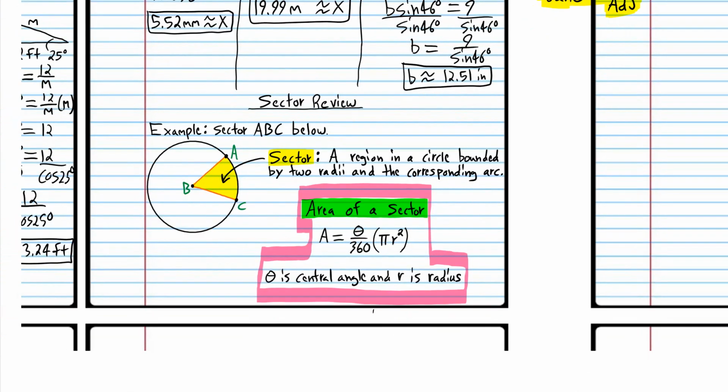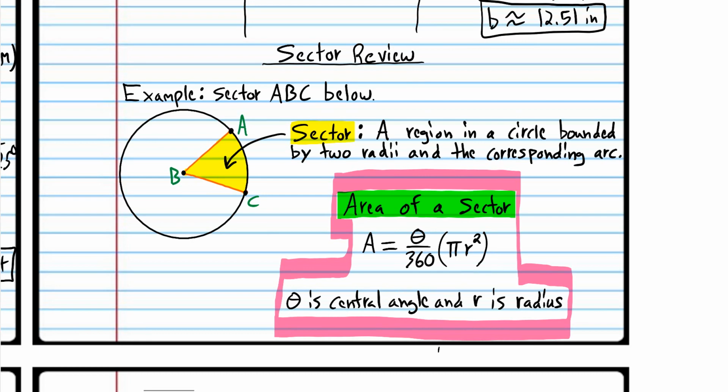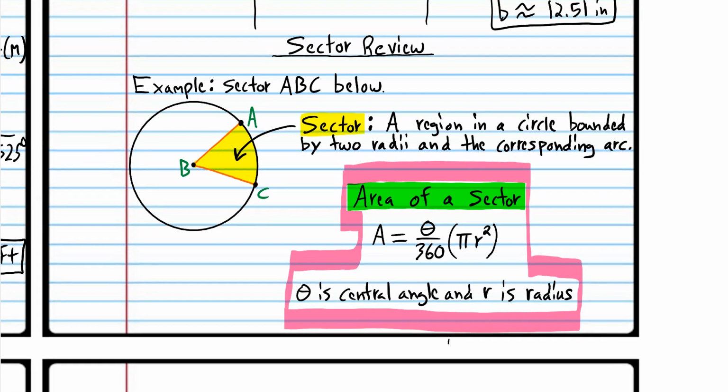Now we're going to review how to find the area of a sector. Remember, this yellow portion here is the area of a sector. Or that is the sector. A sector is just a region in a circle bounded by 2 radii and the corresponding arc. So to find the area of the sector, you take the total area of the whole circle, which is pi r squared, and multiply it by a fraction, determined by this central angle here.